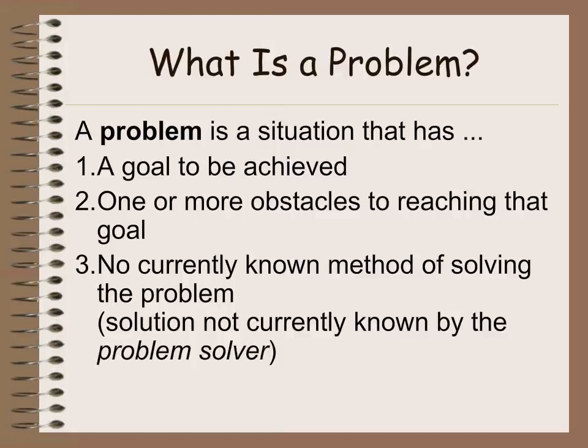Well, you may be thinking that's a very obvious question, but not necessarily when you think about what a problem is to one person versus what it is to somebody else. Essentially, a problem is a situation that has a goal to be achieved, one or more obstacles to reaching that goal, and no currently known method of solving the problem. At least when you're thinking about the person trying to solve it. So for example, 2 plus 2 isn't a problem for someone like you or me, but for someone in grade 1 that is a significant problem because they don't have the slightest idea of how to do it.